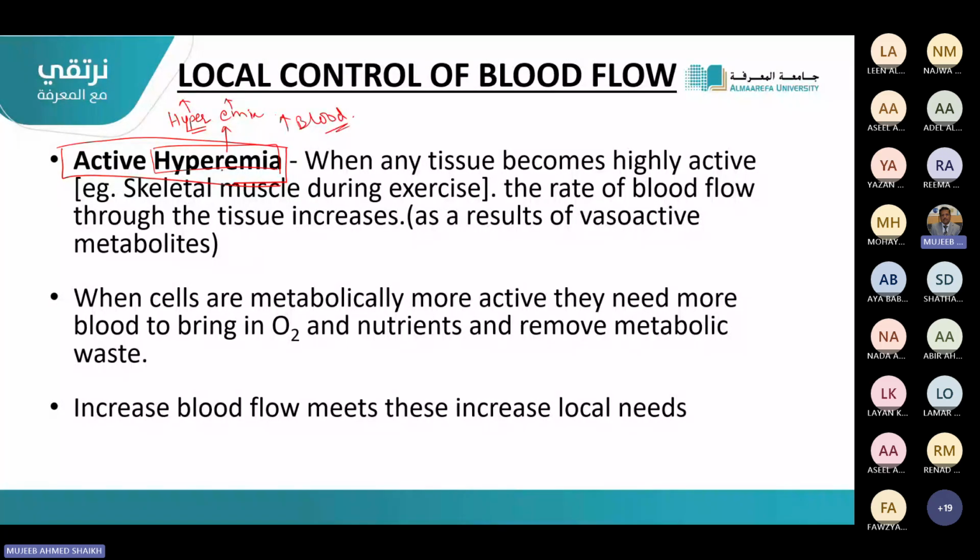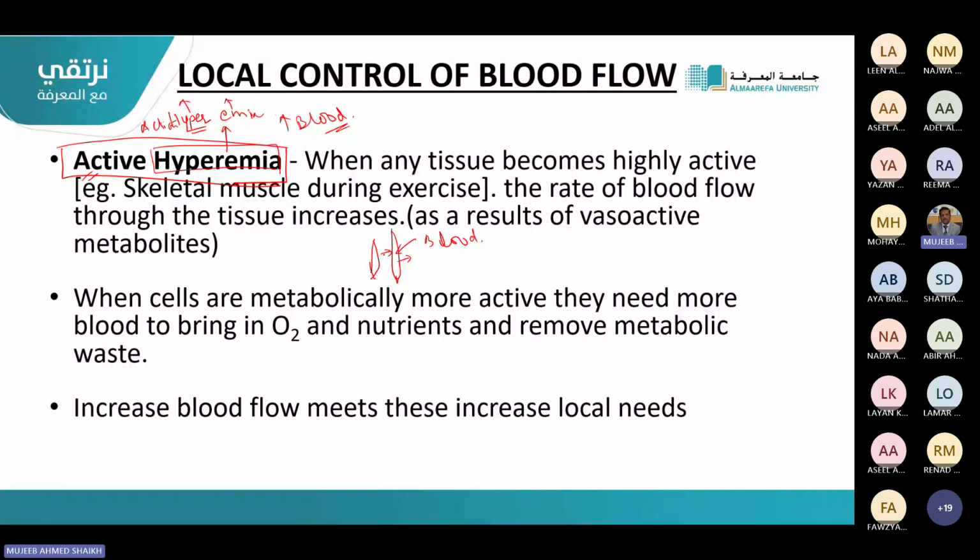Active means when there is action. Now we will see the definition. When any tissue becomes highly active, for example skeletal muscle during exercise, what is happening to the rate of blood flow through the tissue? It increases. When the muscles are exercising, if the muscle is stretched and relaxed frequently, this is an exercising muscle. This will lead to more blood flow. As this increases, we call it active hyperemia.